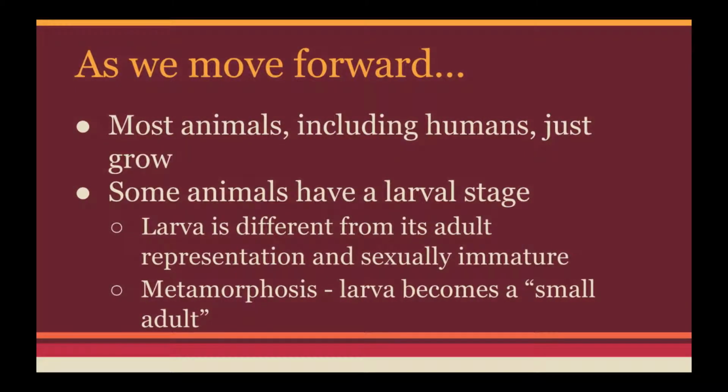A lot of animals, including humans, grow directly into adults, but a lot of other animals also go through a larval stage. A larva is a young animal which does not resemble its adult version and is sexually immature. After undergoing metamorphosis, the larva resembles its adult version but is still sexually immature.